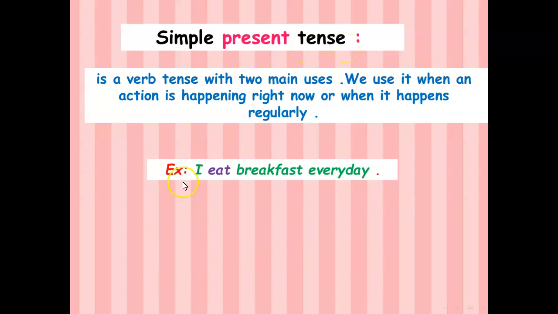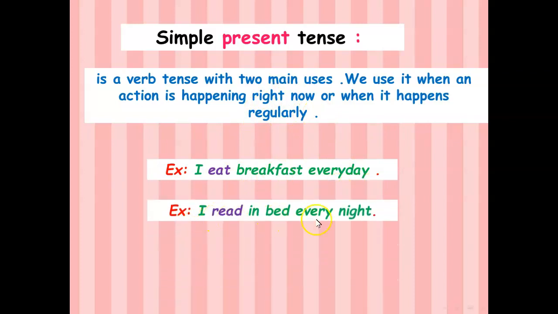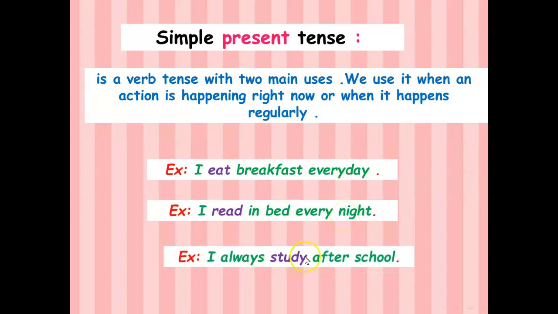So, let me give you examples. I eat breakfast every day. Every day means this action happens regularly, repeated times. Another example, I read in my bed every night. Every night. This means that this action happens regularly. I always study after school. So, I eat breakfast every day. I read in bed every night. I always study after school.